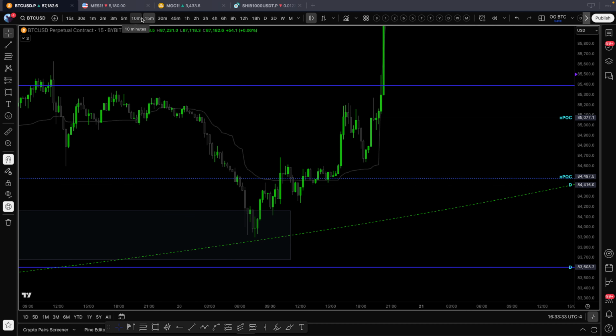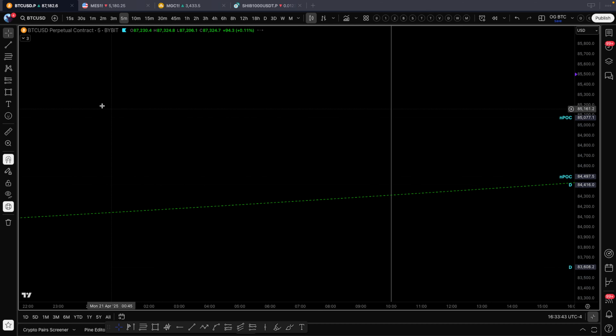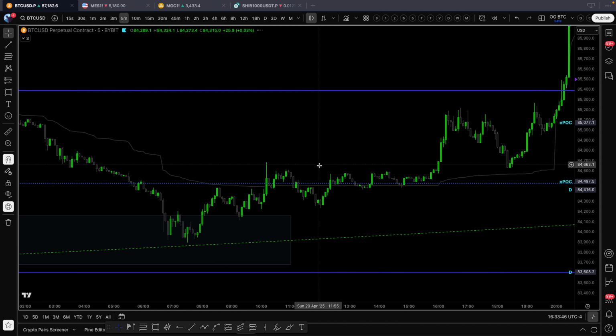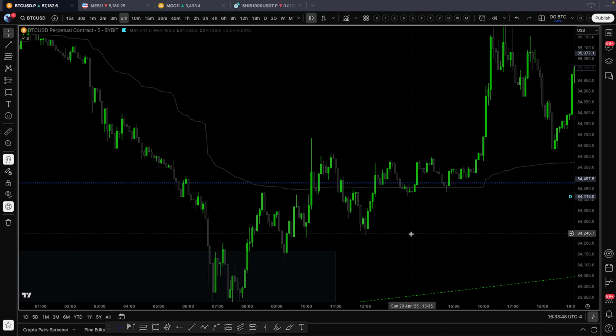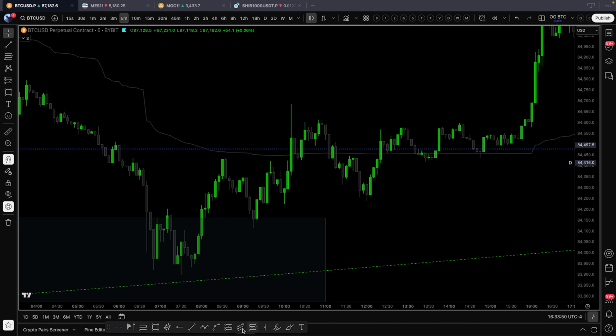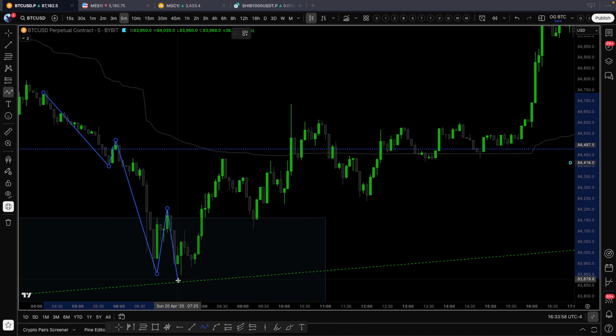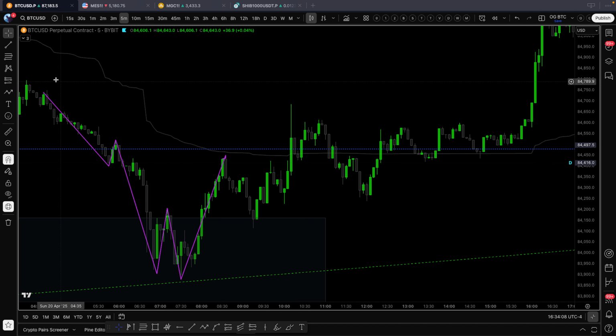So as we come down to the 15-minute, we can see that we didn't really have any structure coming down into this. So we might have to drop down to a 10 or a 5. So we had a bit more structure on the 5. You can see we had a structure here and one there. We made that last low and then broke up from there. So that was your structure.